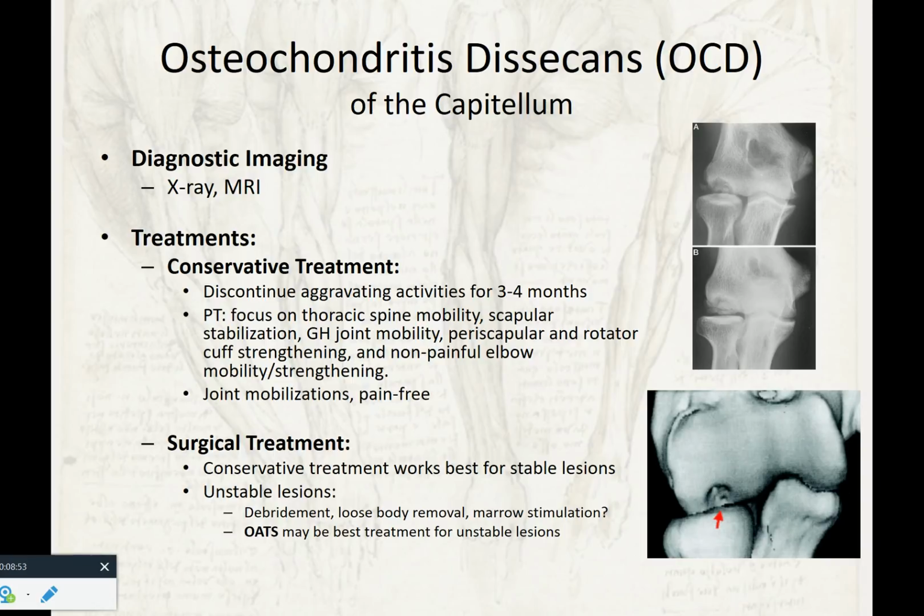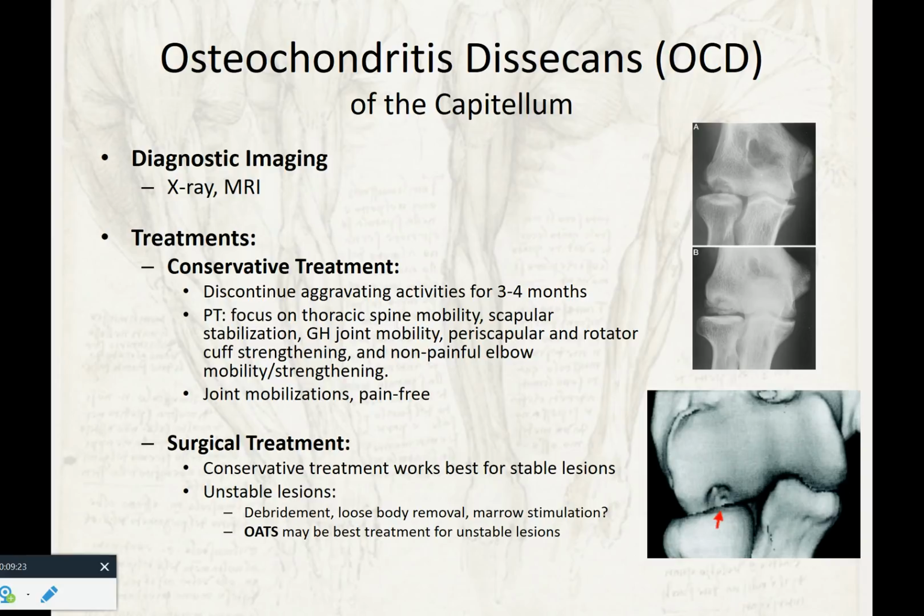Surgical treatment works best for stable lesions. That's a lesion that is not forming any loose bodies and that might be smaller in size. For an unstable lesion, they would go in and debride it. So debridement, loose body removal if there are any loose bodies of cartilage floating around, and they may do marrow stimulation, which some people might refer to as microfracture.